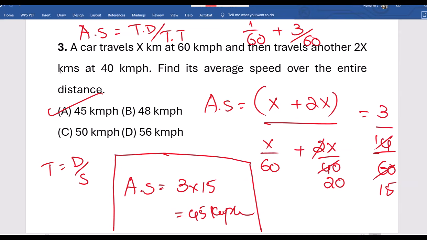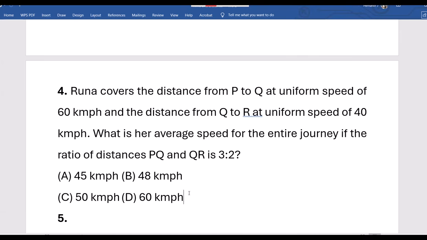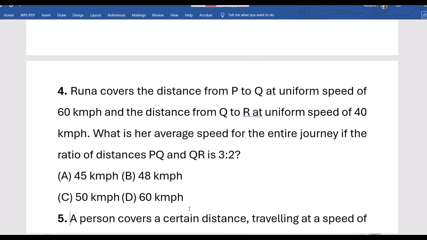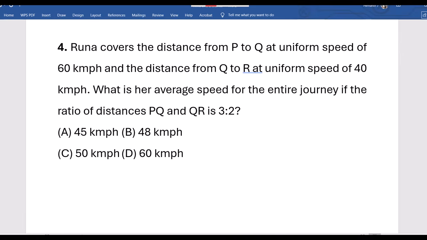I am mixing the questions. We have already given the introduction. Now we are going with different questions in different cases. Next question also. Average speed. Yes, serious. Check this question. Runa covers the distance from P to Q at a uniform speed of 60. Then Q to R at 40.